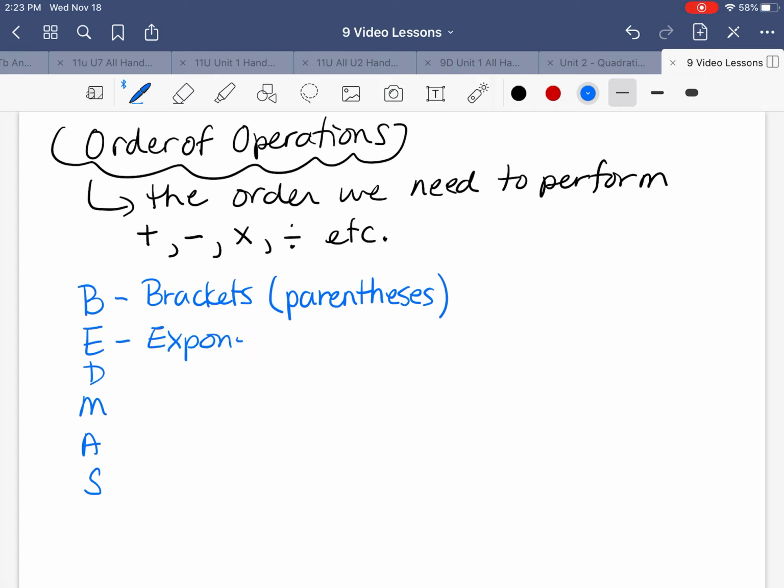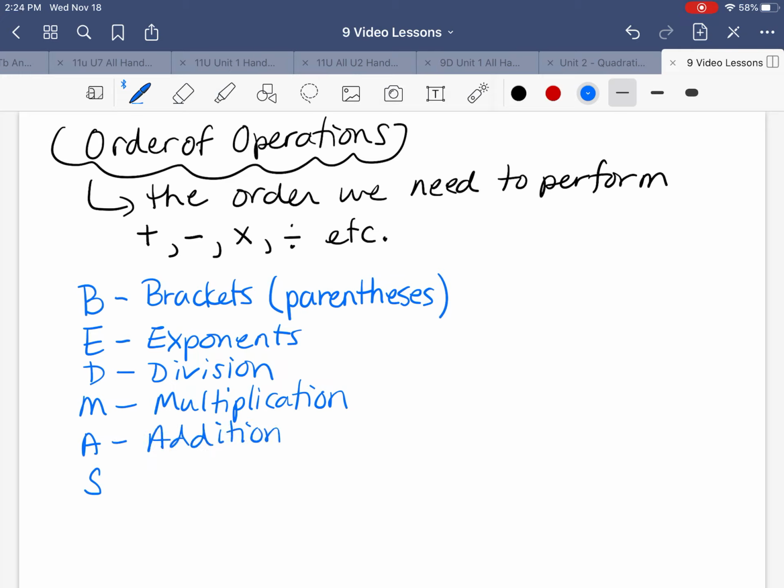E is for exponents. D is for division. M is for multiplication. A is for addition. And S is for subtraction.